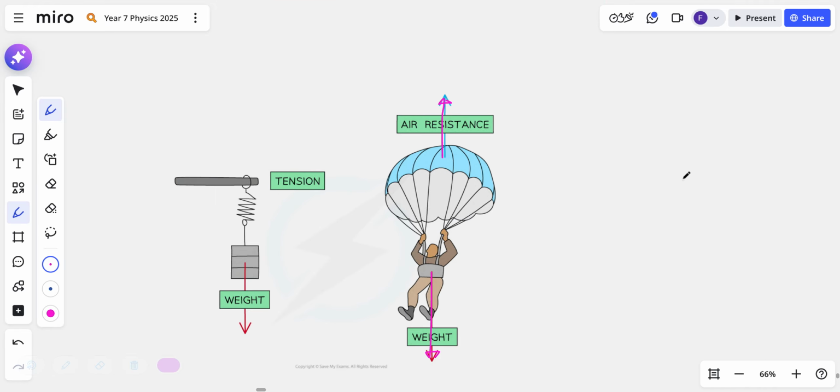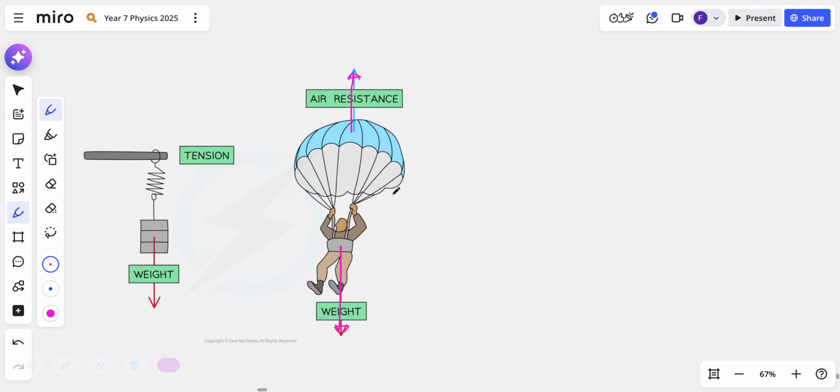Let's have a look at this person flying, parachuting. His speed is constant, which means he's not getting faster and faster. Doesn't mean he's not falling. Well, I could do him as a circle. I've got the weight down and I've got air resistance up. So this would be air resistance.